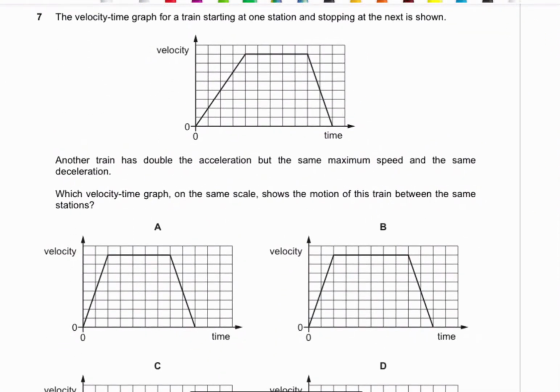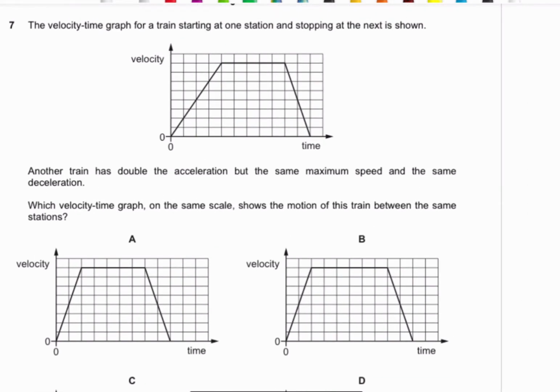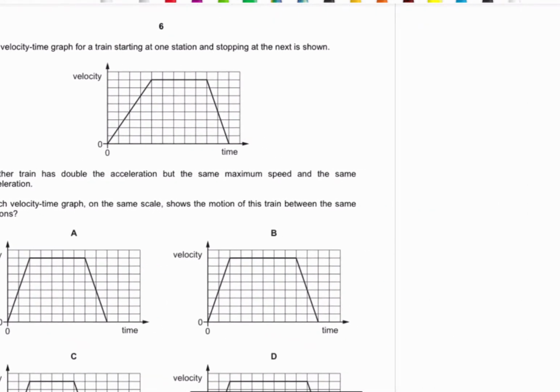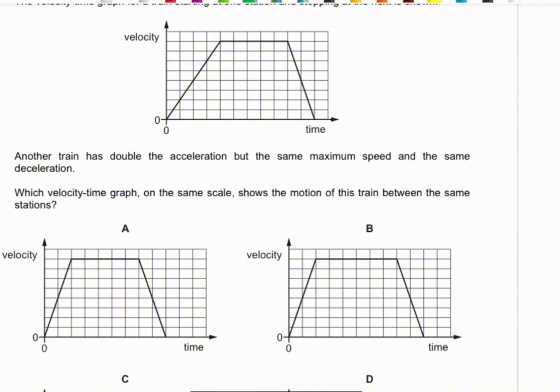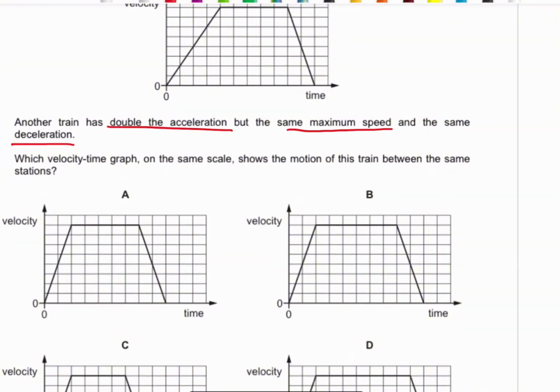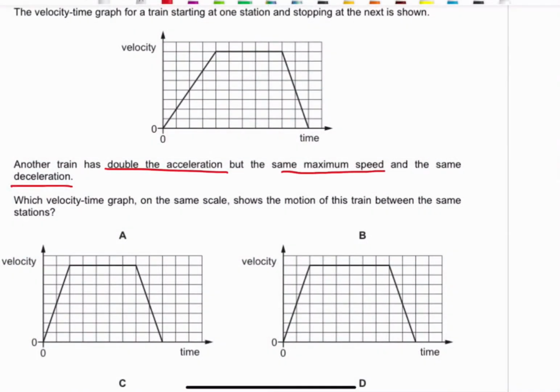The velocity time graph for a train starting at one station and stopping at the next station is shown. Another train has double the acceleration, but the same maximum speed and the same deceleration. So it is the same maximum speed and the same deceleration, but double the acceleration.